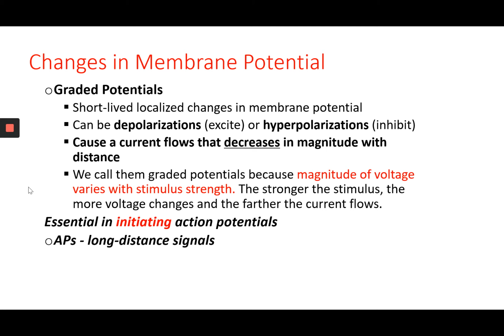These short-lived localized signals can either be depolarizations or hyperpolarizations. Depolarizations excite the neuron membrane and can generally lead to, if strong enough, an action potential. Hyperpolarizations are going to inhibit or shut down the neuronal membrane, and they generally will not cause an action potential. So graded potentials vary in magnitude. Their voltage varies with stimulus strength, but we need graded potentials. They're essential in initiating action potentials.